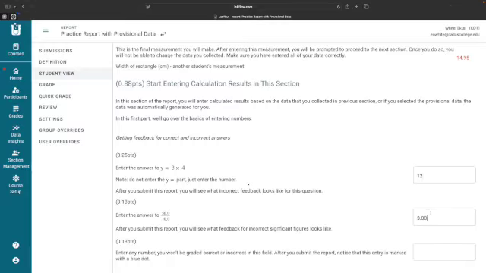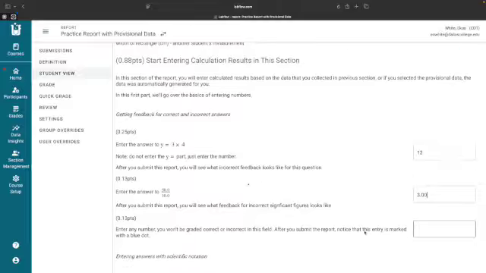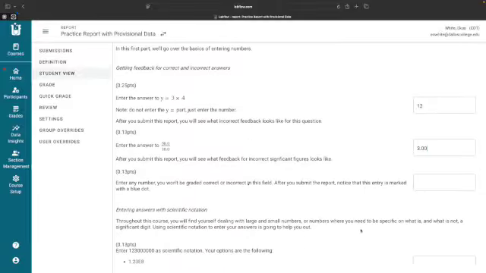After you submit this report, you will see what feedback for incorrect significant figures looks like. Oh, they're assuming my answer will have the wrong number of significant figures. That means even if I write the right number, they will mark my answer incorrect. But they're warning you ahead of time, so don't feel bad if it happens. Enter any number. You won't be graded correct or incorrect in this field. After you submit the report, notice that this entry is marked with a blue dot. Okay, so 2.